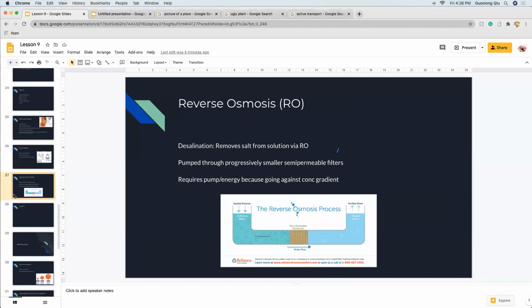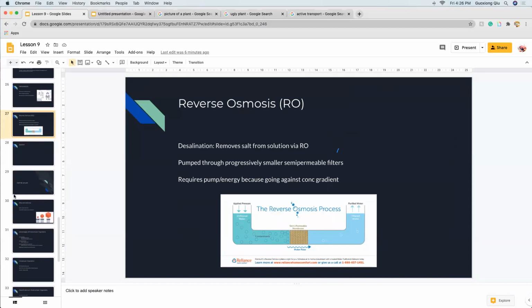Okay, now we talk about reverse osmosis. If we remember, osmosis is the diffusion of water. And since water is special, instead of saying diffusion of water, we just say osmosis. Water is very special in science. Anyway, desalination is a process of removing salt from a solution via reverse osmosis.